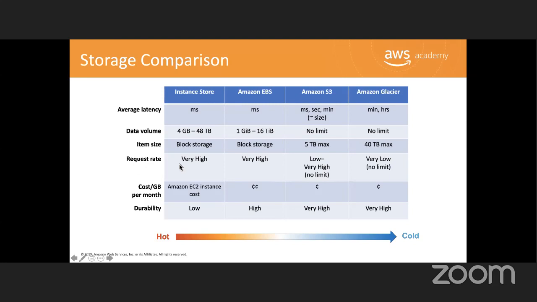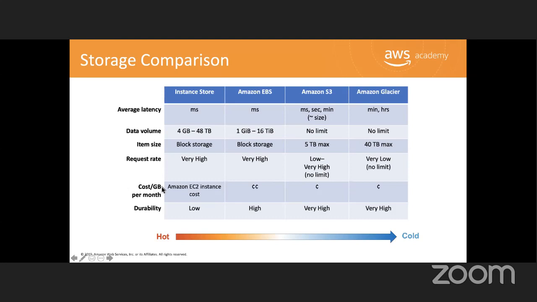The request rate is very high for the instance store, low to high for EBS, and with no limits in Amazon S3. So this gets a lot of requests, and so does this one. This one can be low or very high, and this one is very low because it's archiving. When you put data in Amazon Glacier, it's because people are not accessing it as frequently as before.